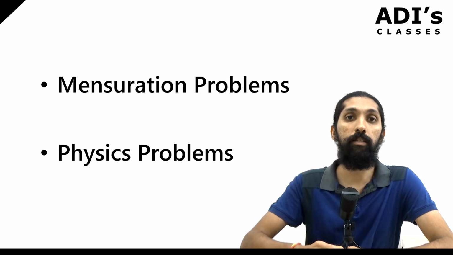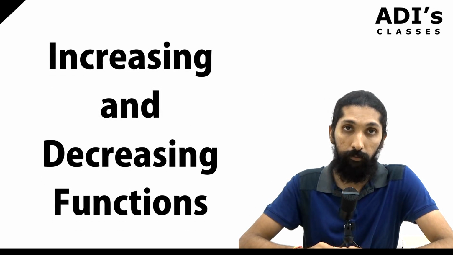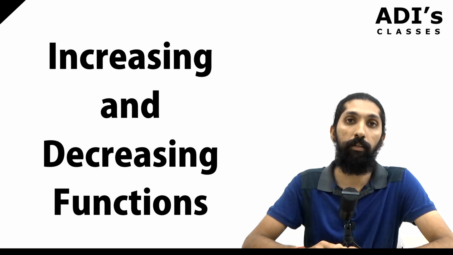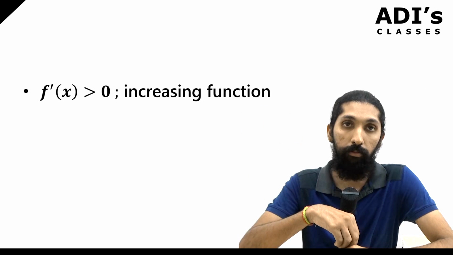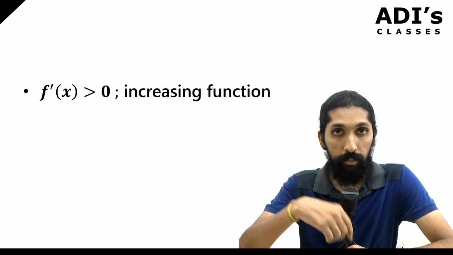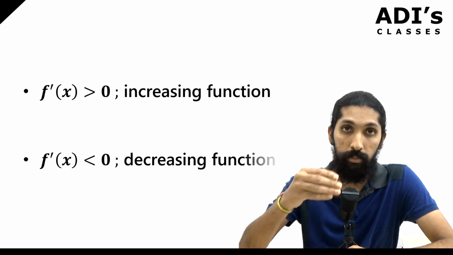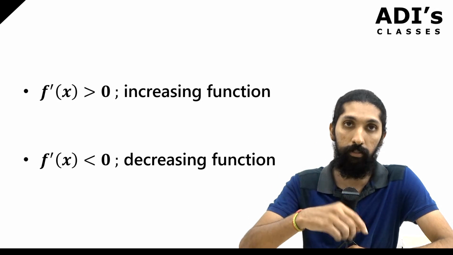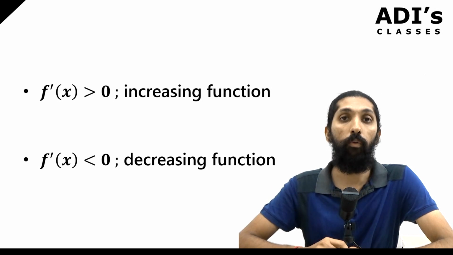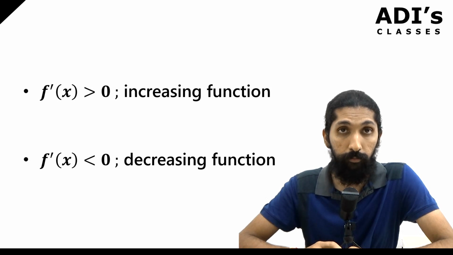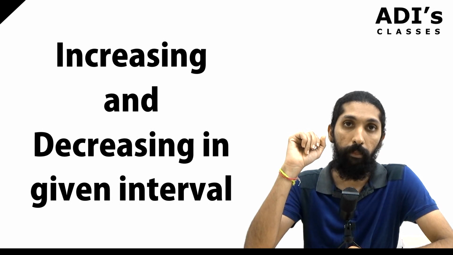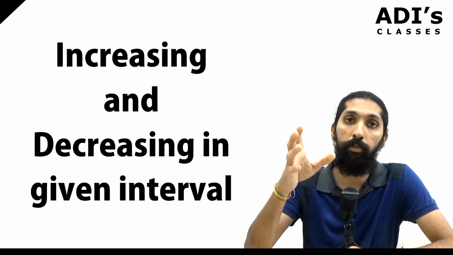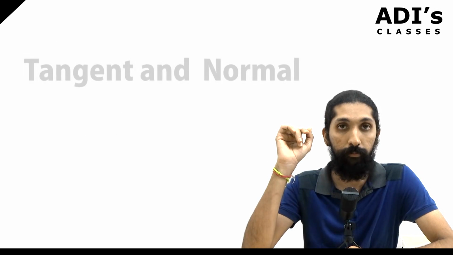Then after that we discussed increasing and decreasing functions, which is a very important parameter. Whenever you have f dash of x greater than 0, then we understood that it is increasing. If f dash of x is less than 0, you understood that it is decreasing, correct? Once you understood about increasing and decreasing functions, in which interval it's increasing and in which interval it's decreasing, we discussed that also, right?